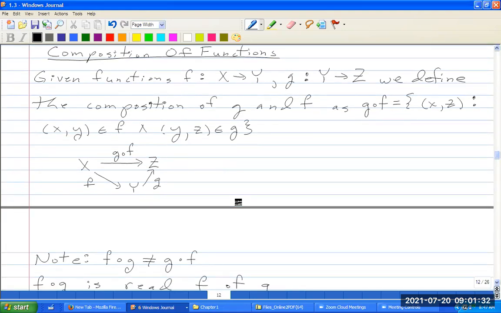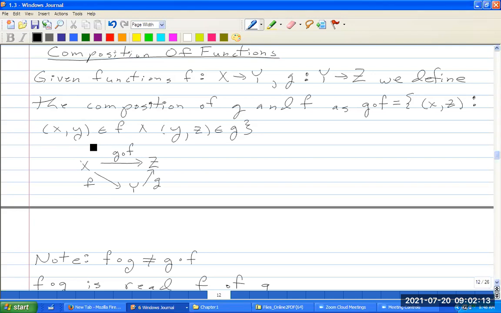So this is utilizing our ordered pair definition of function. So I have here that if f maps x into y, and if g maps y into z, then the rule taking x into z is denoted by G composed with F.